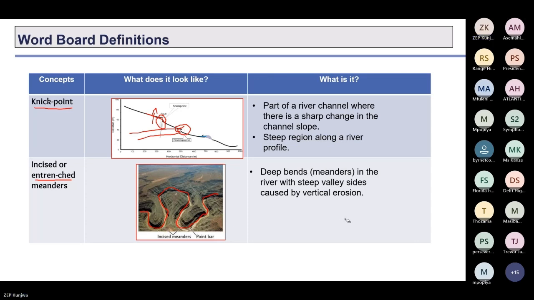Now, they say these are deep bends. The deep bends are meanders in the river valley. So you know the river is flowing in a valley. So when the river gets rejuvenated, it continues to cut deep.